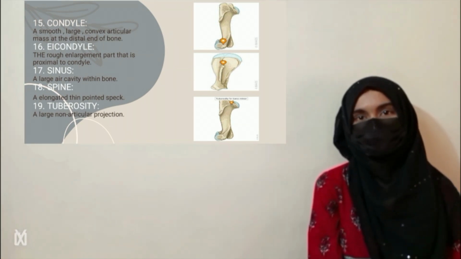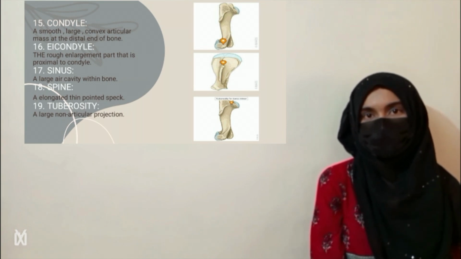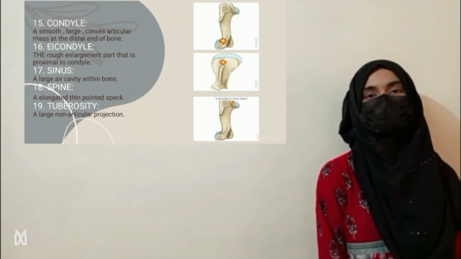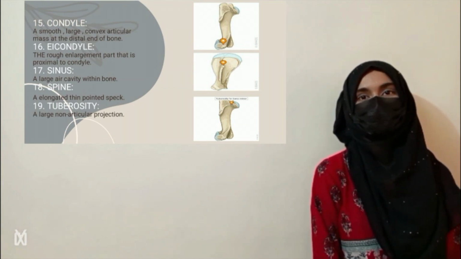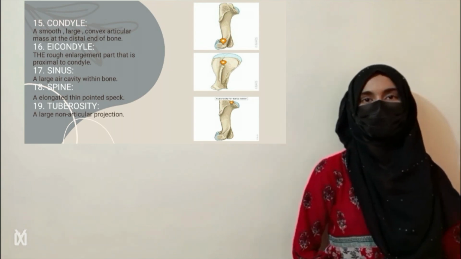The next example is sinus, a large air cavity within the bone. The 18th example is spine, an elongated, thin, pointed projection. The second image in the PPT shows the spine of a scapula.